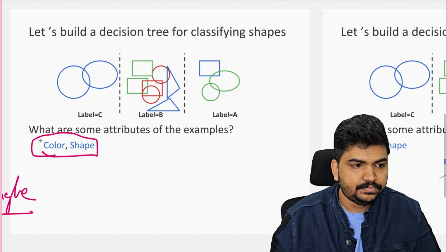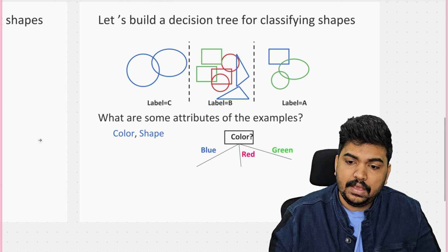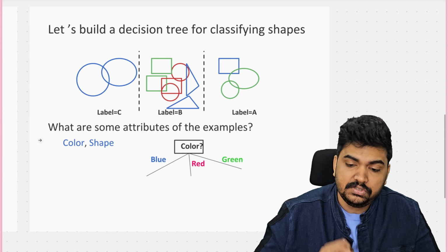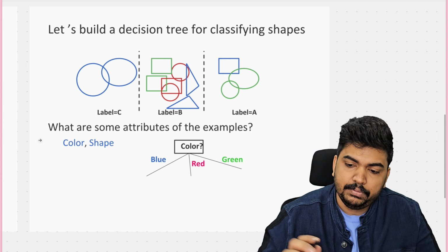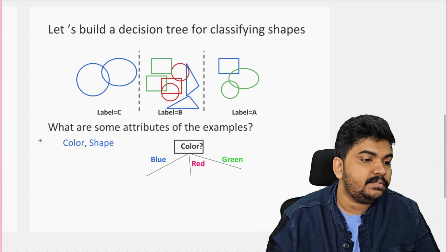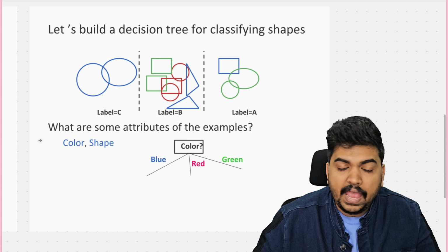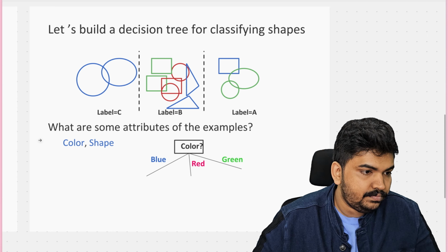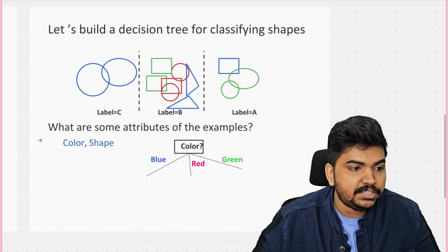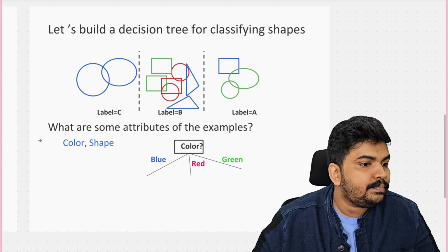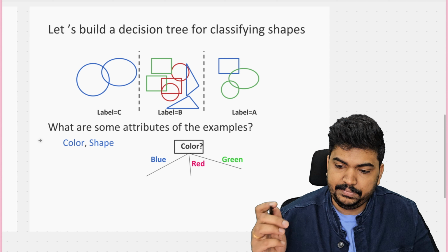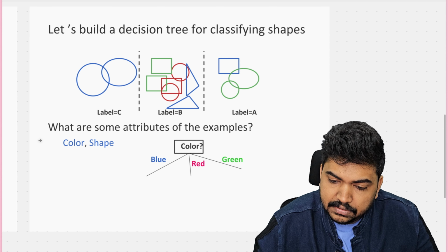Now, based on the data set here, we have three values for colors. We have blue, we have red, and we have green. As we have previously seen, it is quite straightforward when the color is red. Based on the data set, the color red is present only in label B. I can assign label B right away. So I will say label B.